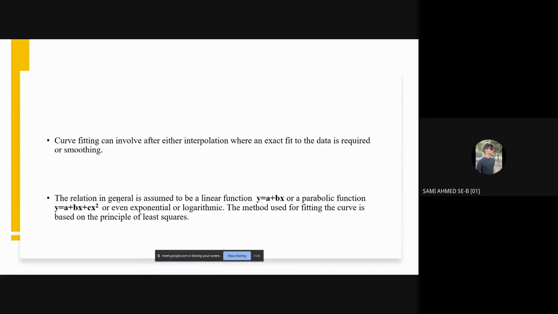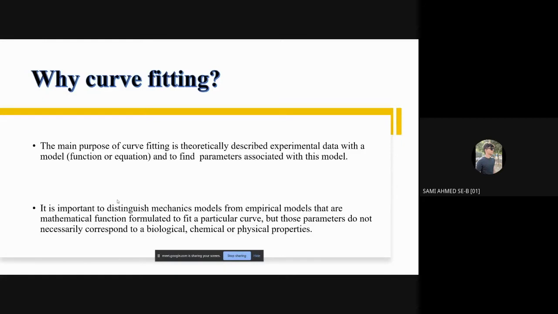Next slide, please. The reason why we have to use curve fitting: the main purpose is to theoretically describe experimental data with a model and to find parameters associated with this model. Those parameters we will get by curve fitting. Next slide, please.